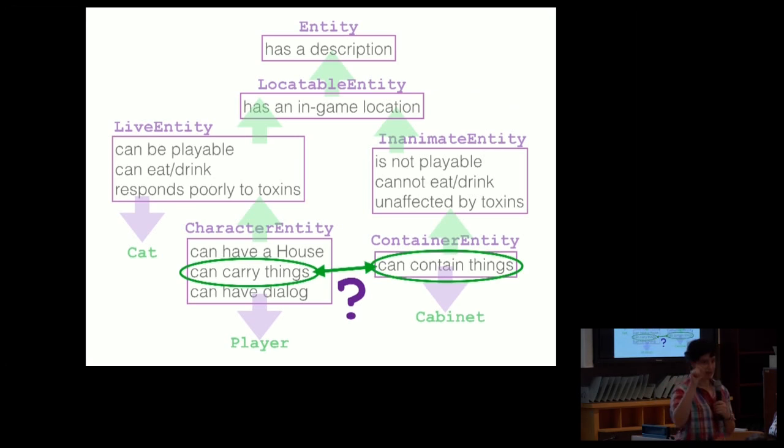Furthermore, I split this inheritance tree at live and not alive, but some live entities can contain things and some not alive entities can contain things. So the code for can carry things and can contain things is probably extremely similar, if not identical, but because of where I split the tree, you're duplicating that code. Bad.